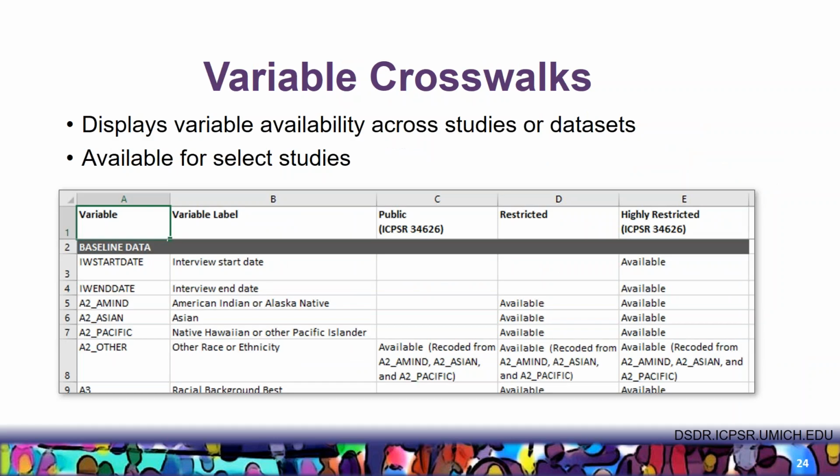Some data collections, like the Relationship Dynamics in Social Life, or RDSL study, have variable crosswalks available. These display the availability of a variable across data files in the data collection. In the case of the RDSL shown here, the variable crosswalk can help users identify whether they can use the public use version of the data or if they need to apply for the restricted or highly restricted versions. DSDR has crosswalks available for a select number of studies, and we develop them as needed.